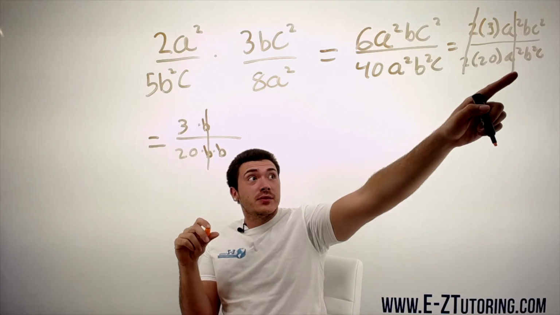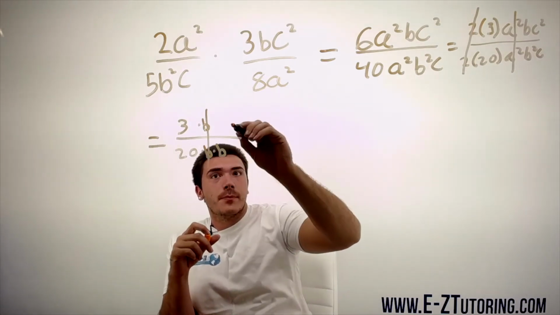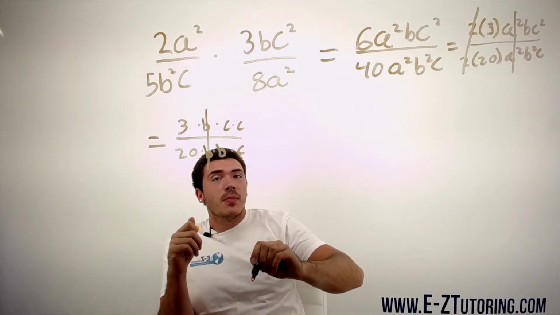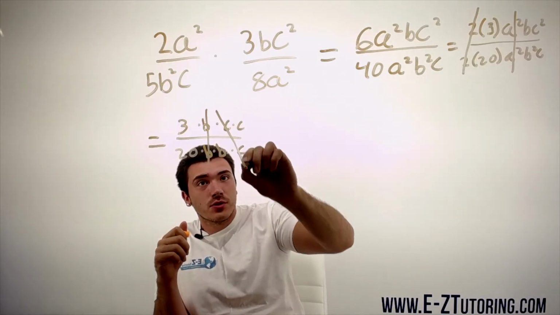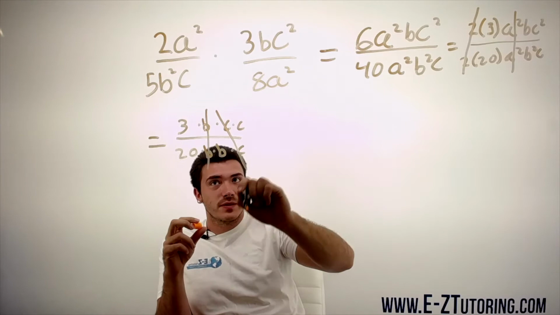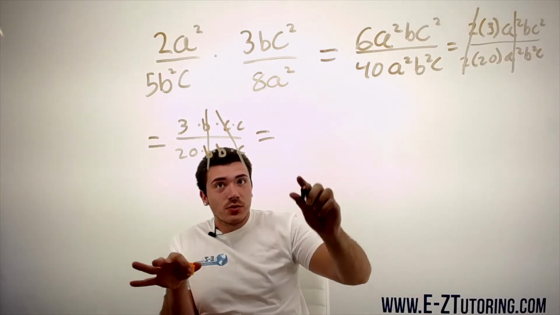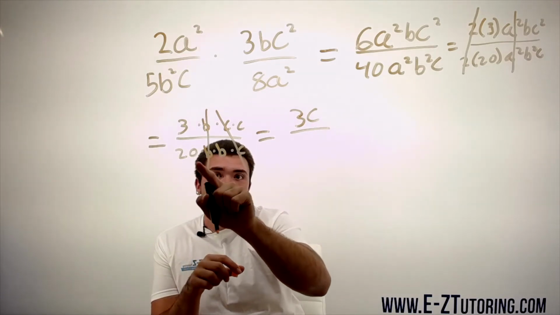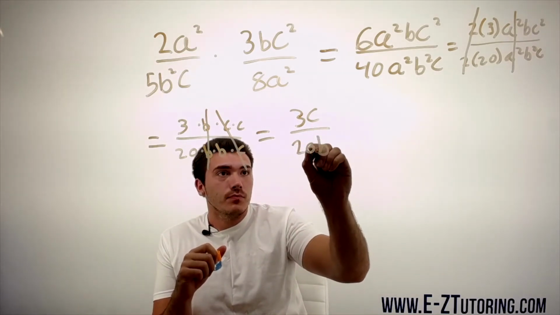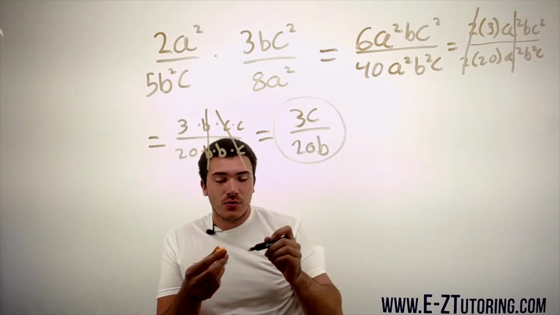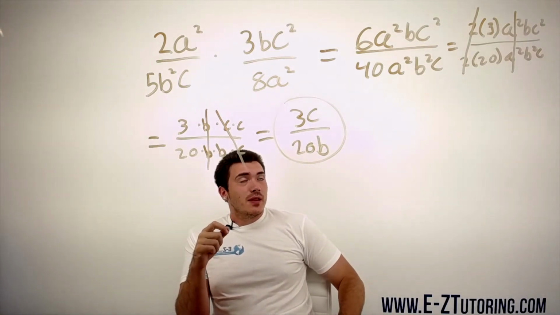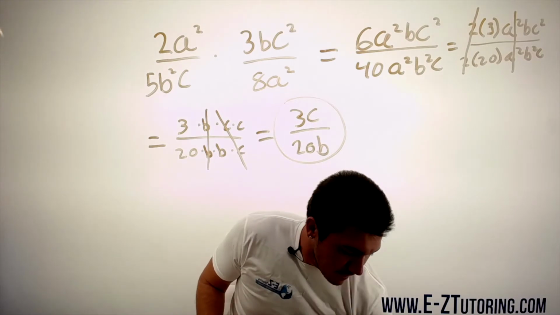Similar with the c's, there's a c squared on the top and a c on the bottom, which means there's 2 c's on the top and 1 c on the bottom, so you can cross out just one of them and be left with 1 on top. So eventually we'll be left with 3c over 20b. So this would be your final answer. So let's go ahead and jump into the next problem here.